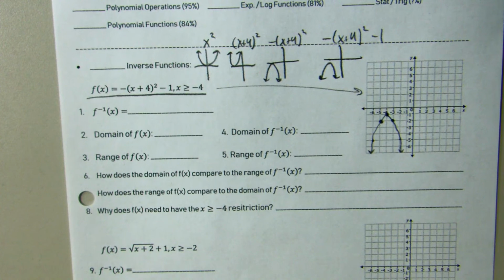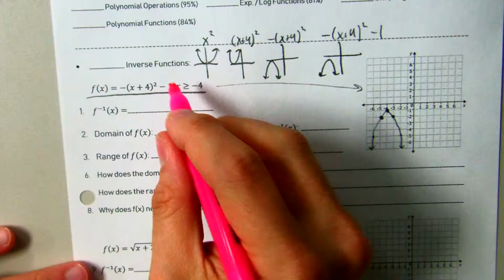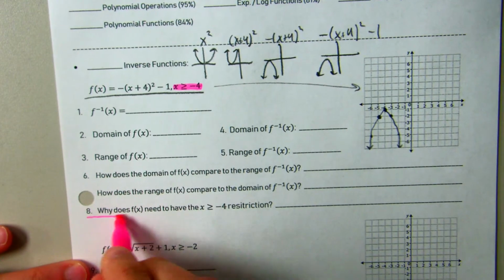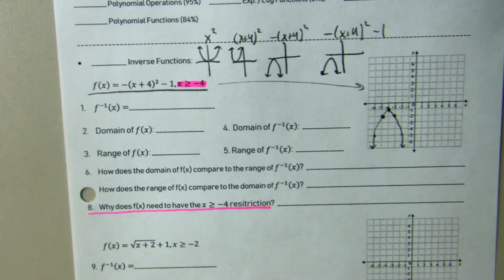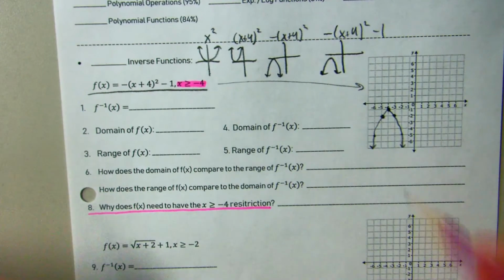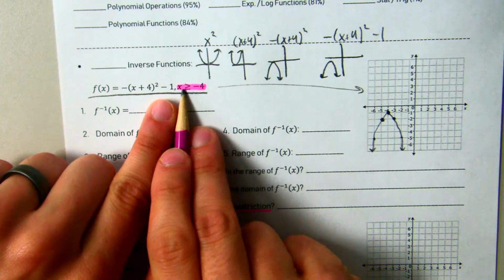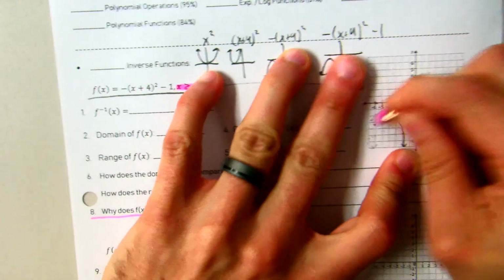That's the function we're working with. But it has this piece here. And in question 8, trying to get you to think about why it needs to be there. If you don't understand why it's there, then it's kind of confusing. So, I don't really want this whole function. I want this part of the function, where x values are greater than or equal to negative 4. So I want to ignore these.